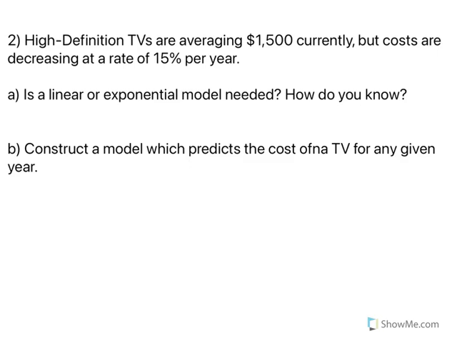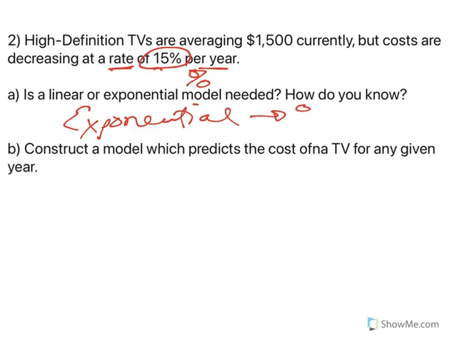High definition, words matter. High definition TVs are averaging $1,500 currently, but costs are decreasing at a rate of 15% per year. Is this linear or exponential? 15%. It's a rate. It's happening per year. It's a percentage. It's exponential. And I know because it's a percentage.